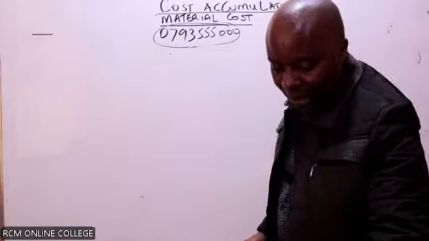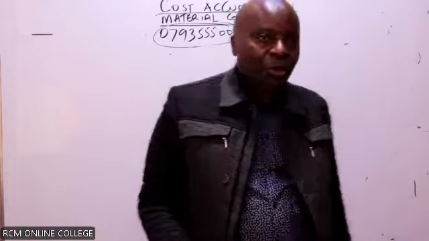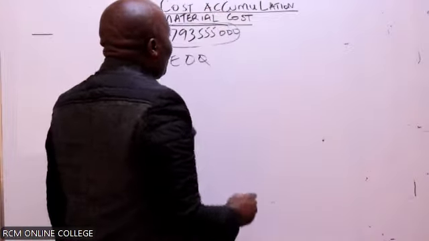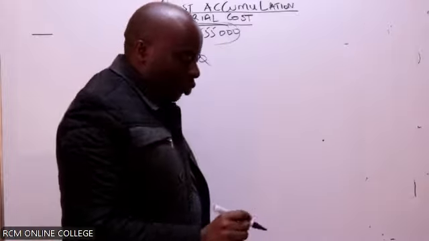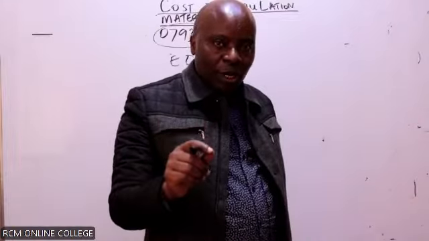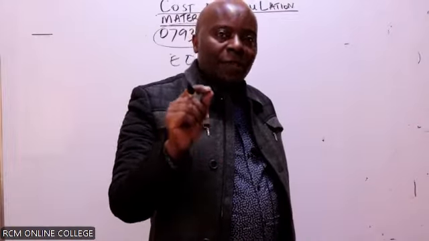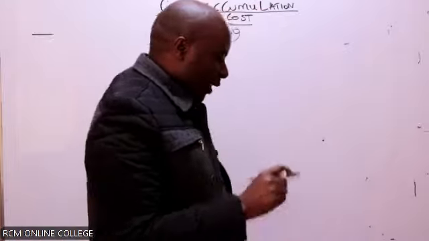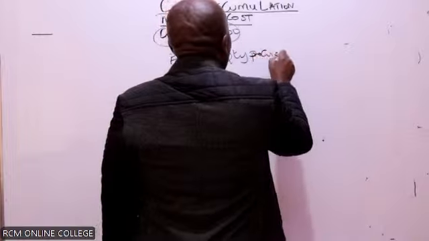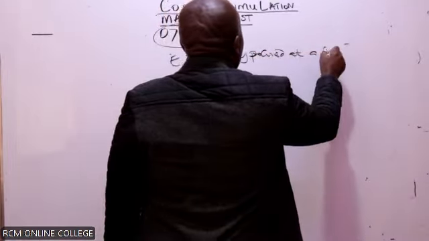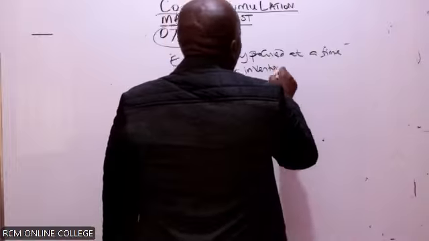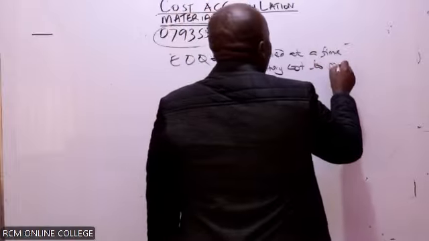Now, ladies and gentlemen, after that, I would want us to introduce the concept of economic order quantity, EOQ. Economic order quantity is the quantity of raw materials that you procure at a time to minimize inventory costs. So, quantity procured at a time, for inventory costs to be minimized.